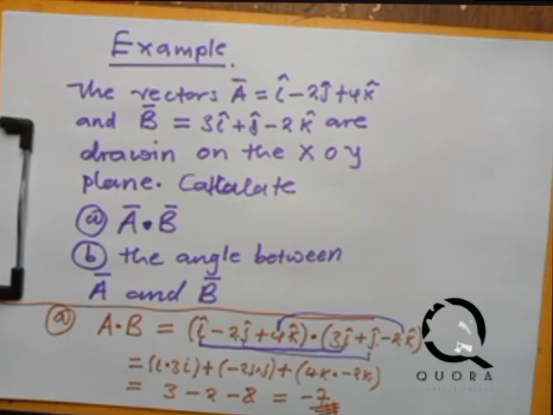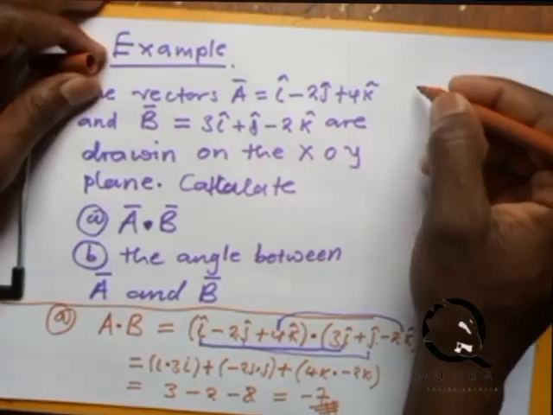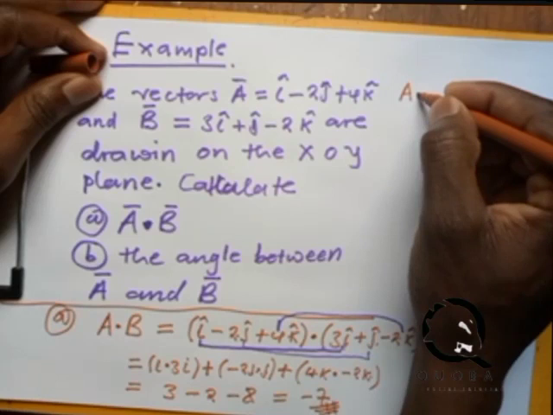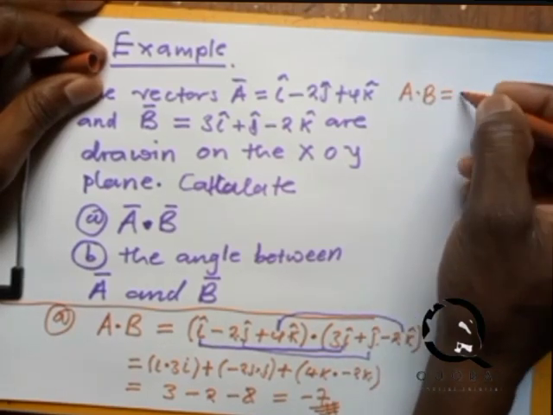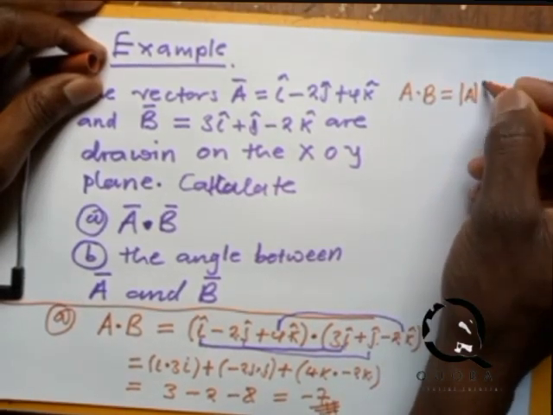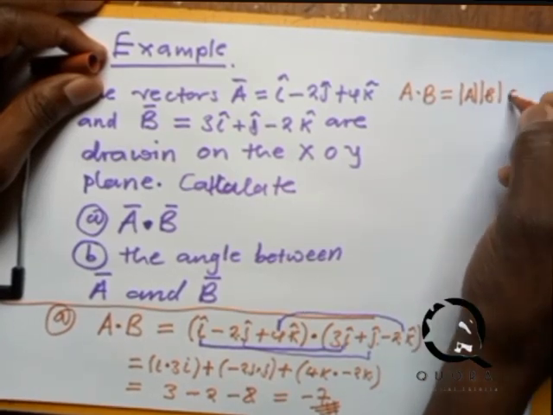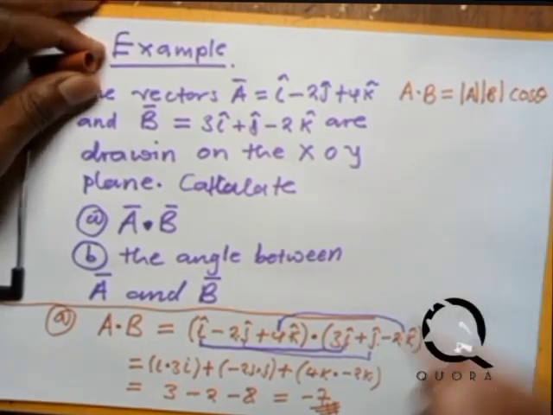To find the angle now, you must use the formula, which is A dot B equal to magnitude of A times magnitude of B times cos theta.